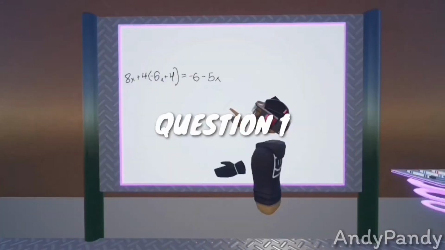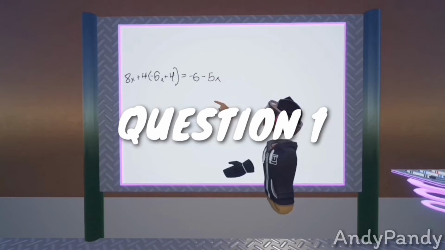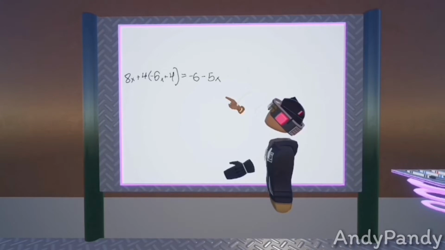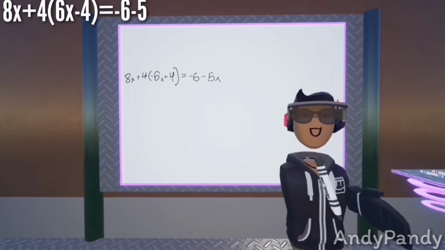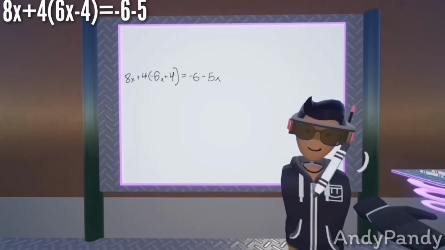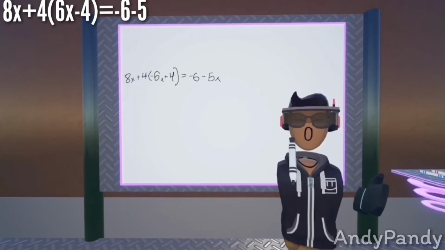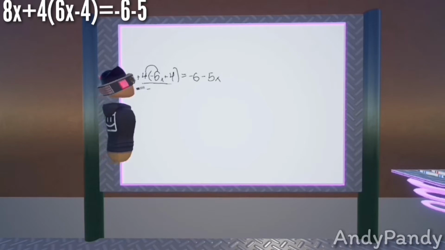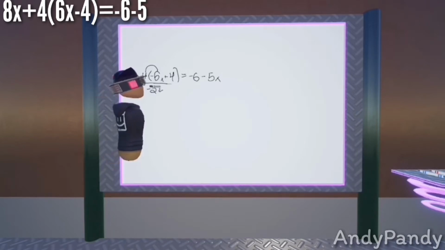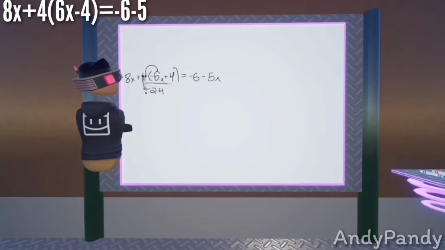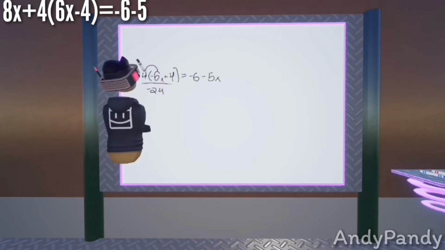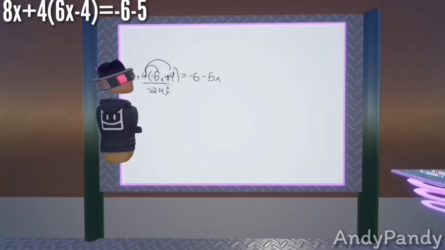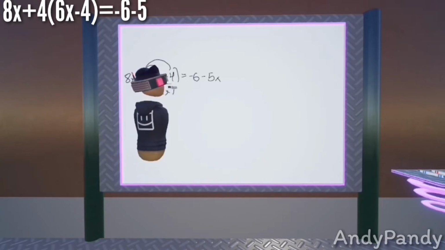Let's go. Our first equation is 8x + 4(-6x + 4) = -6 - 5x. First thing we have to do is clear any parentheses using the distributive property. So 4 times -6 equals -24, because a negative times a positive equals a negative, and 4 times, don't forget the x, 4 times 4 equals 16.